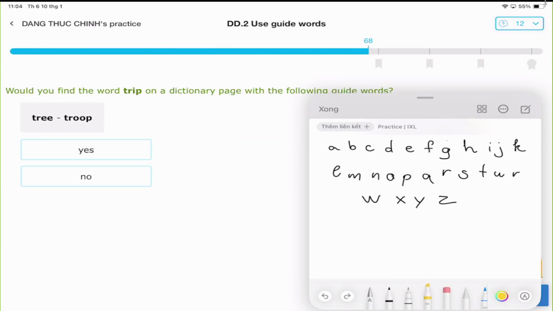Tree and true. Would you find the word trip on the dictionary page? Okay, between E and O. So here and here. I think that trip, yes, trip would be, because I is standing between E and O. So we would definitely find the word trip on the dictionary page between the words tree and true. So yes.